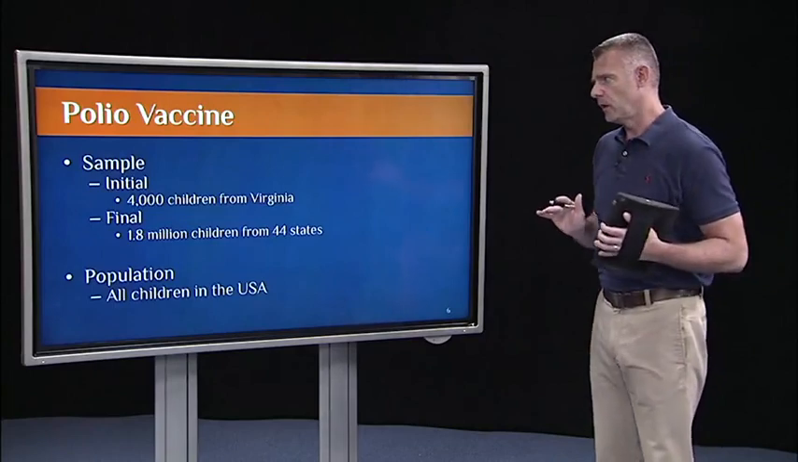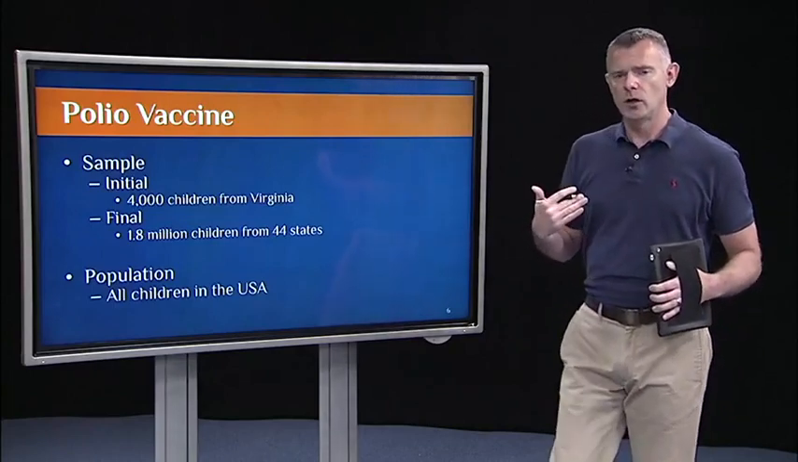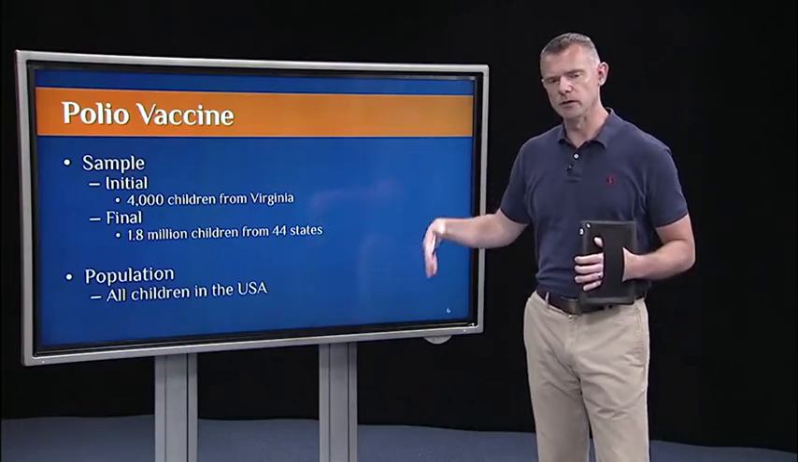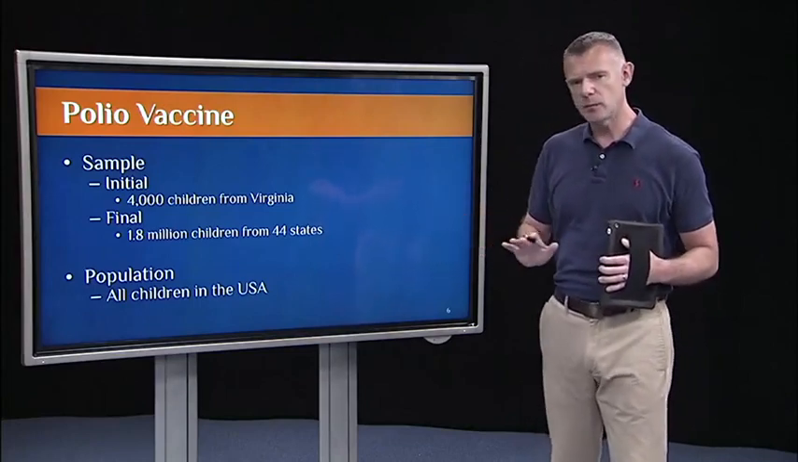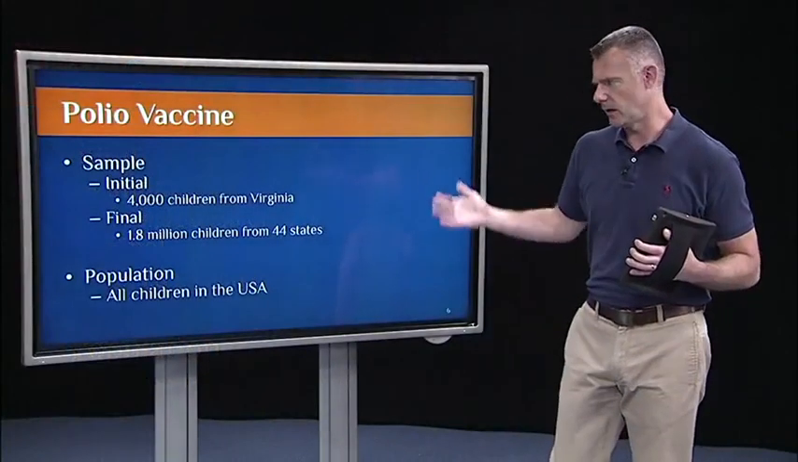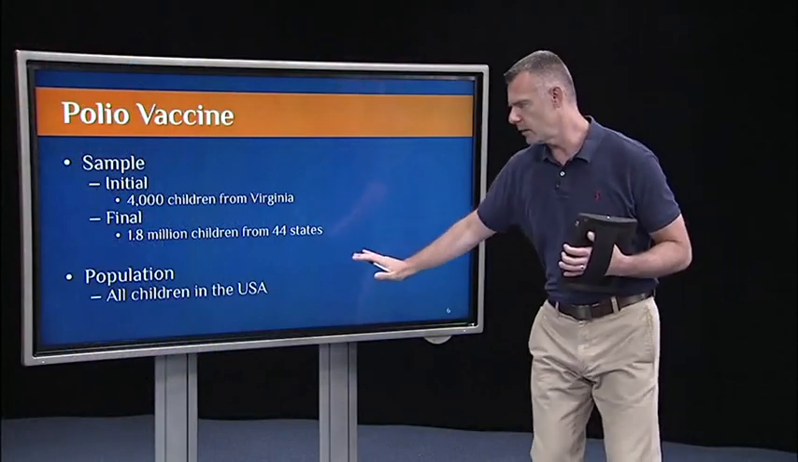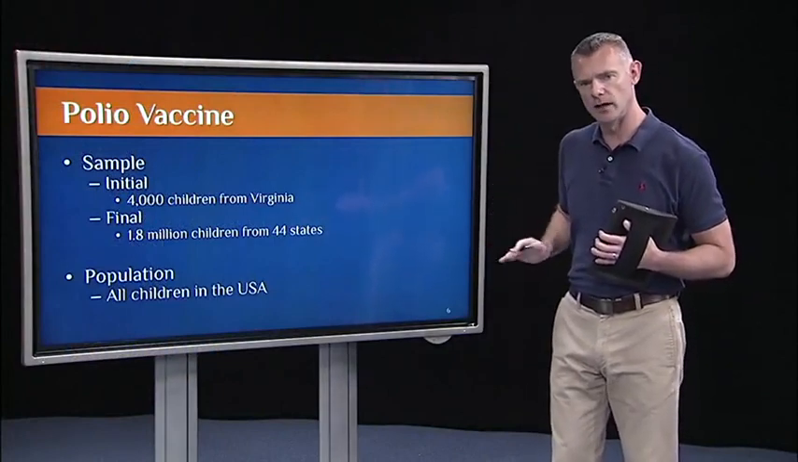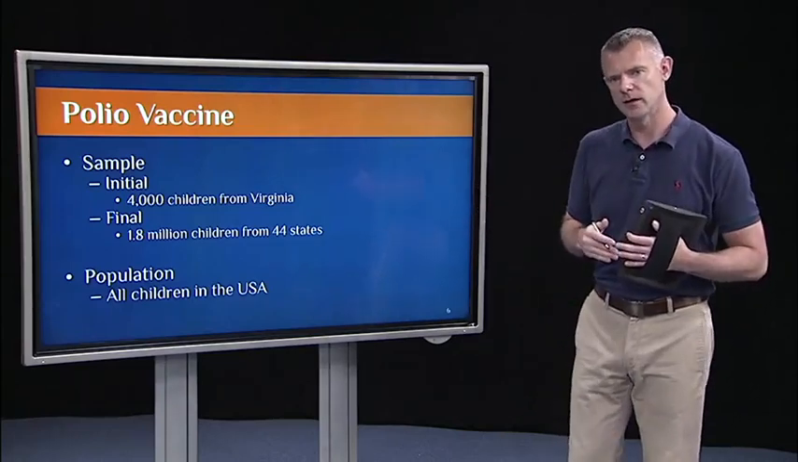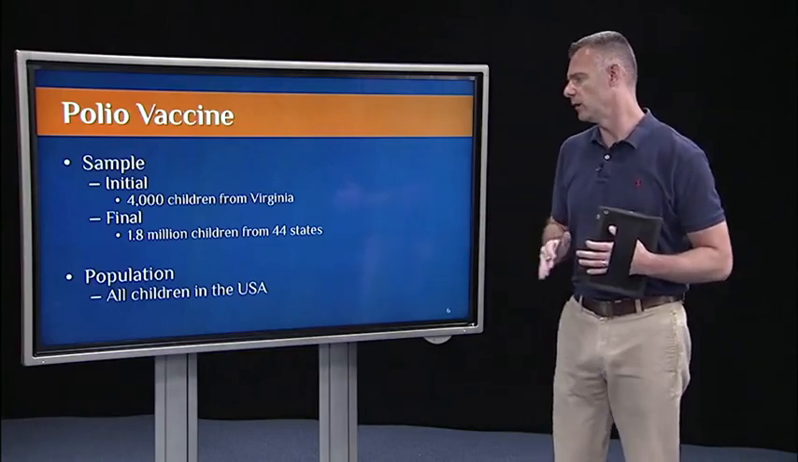So how did it work? Well, to do experimental research, and again, go back to the introductory lecture, we need a sample and we need a population. So what was the population? At first, the population was all children in the USA, and actually the population really is all children worldwide, but these initial studies were funded by the US government, so I'll define the population as all children in the US. That's who Salk was hoping he could generalize his vaccine results to.